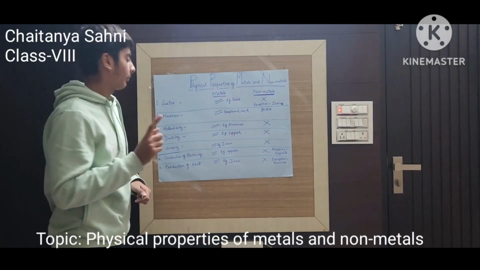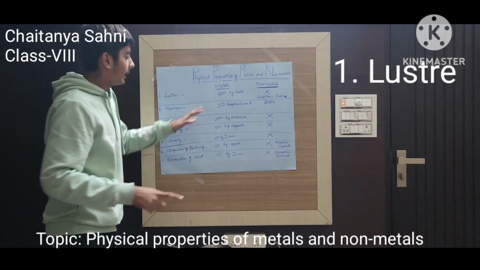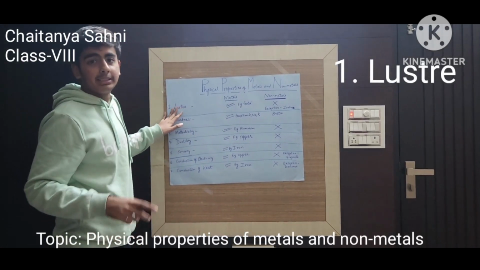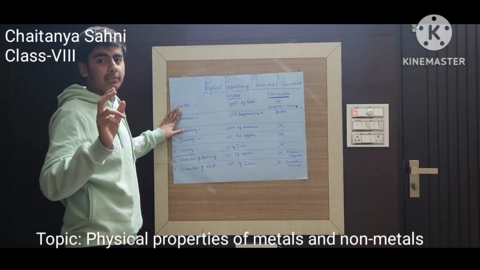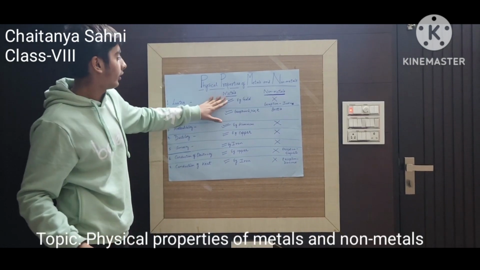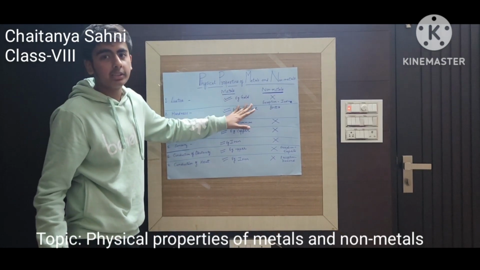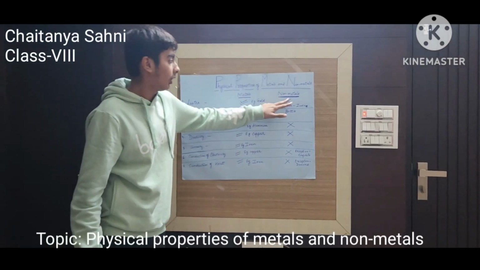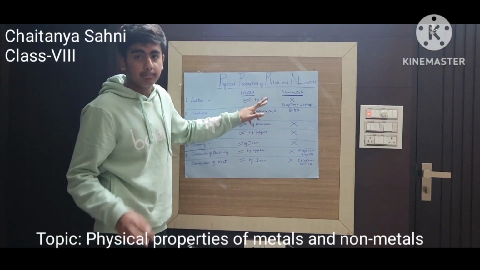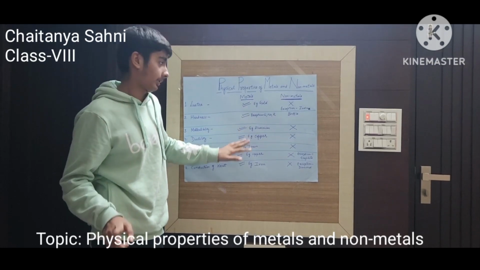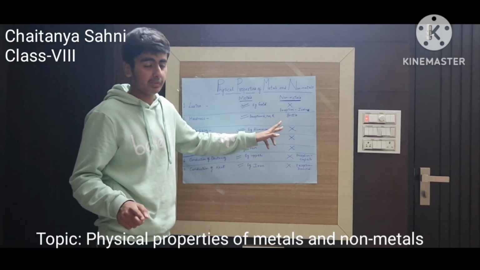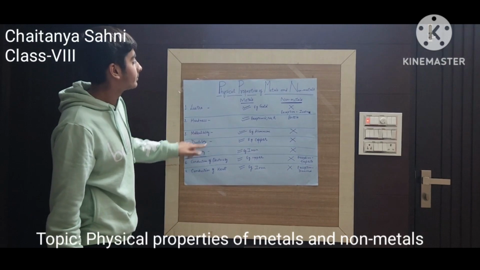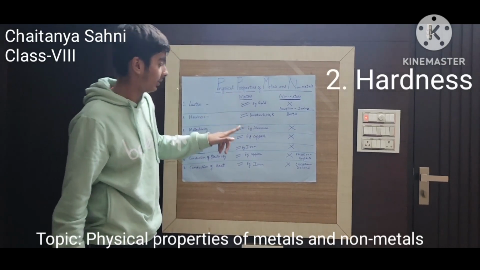So the first physical property is luster. Metals are lustrous as most of the metals have a shiny surface. For example, gold and silver are used in making jewelry as they have a lustrous surface. Non-metals are non-lustrous, but there is an exception in this case, that iodine has a shiny surface. Hardness. Metals are hard whereas non-metals are not hard.